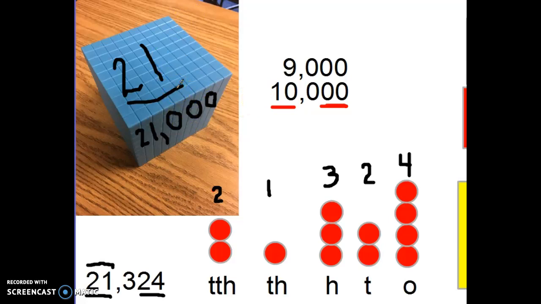Please come in and ask me any questions if you have questions about simply writing it and saying it, because we will be moving on and doing more with the 5-digit numbers. Okay, 5 digits. 1, 2, 3, 4, 5 for 10,000 right here.